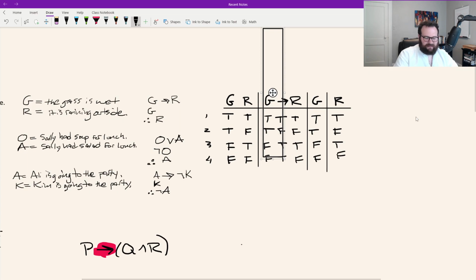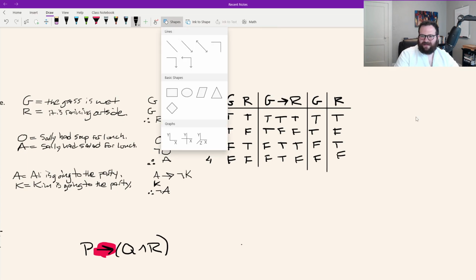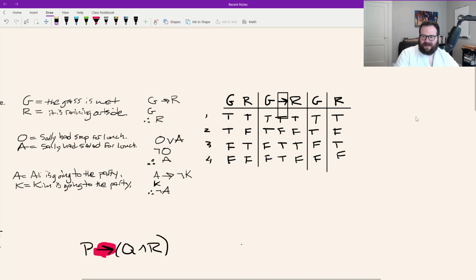Maybe we want to put some kind of indicator with a highlighter or a box or something that this is, you know, the main connective here. But otherwise, we're done. How do we determine the validity of an argument once we have given a complete truth table for it? What we have just done is construct a complete truth table.